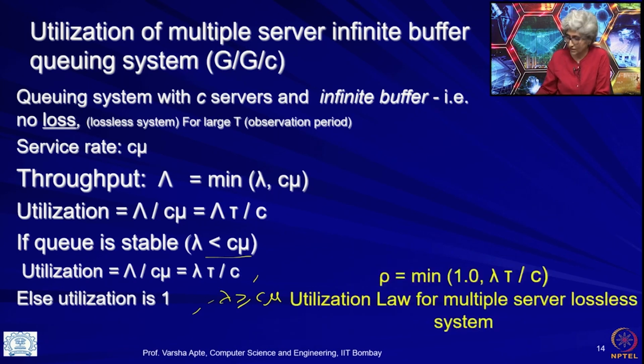Next, this is just stating that rho is equal to the minimum of 1 and lambda tau by C, for a multiple server lossless system. We are still in a lossless system. Remember, we can use this small lambda instead of throughput only when we can assume that, for a stable system, capital lambda is equal to small lambda, when there is no loss. Otherwise, even for a stable system, if the buffer is finite, we cannot assume that whatever comes in goes out, because some requests can still get lost.